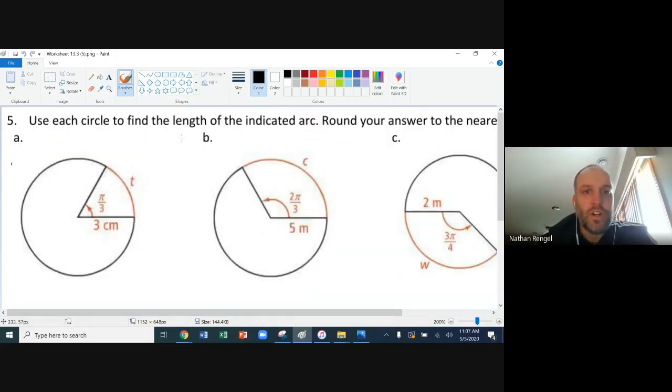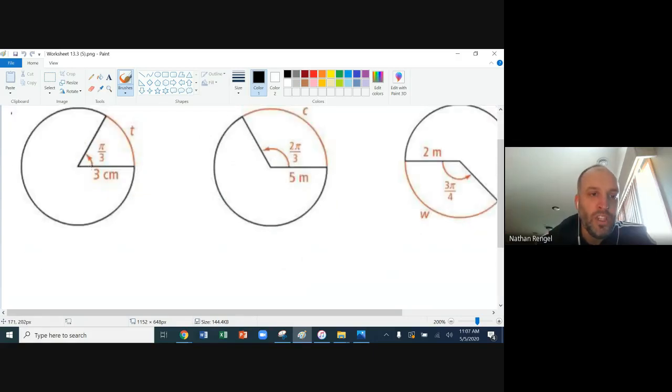So looking at this first problem, it says that the amount of radians we are moving is pi over 3. So this section right here represents pi over 3 out of the full 2 pi going around the circle. And then our radius is 3. Now, when we were doing all our radians with our unit circle, our radius was always 1, so 2 pi would be our full circumference. Well, now our radius is 3, but we still know the amount of radians is pi over 3.